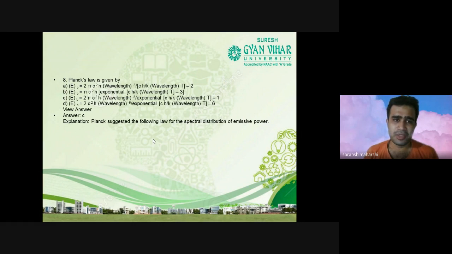Option C, E_b = 2πc²h λ⁻⁵ divided by exp(ch/kλT) minus 1, because Planck suggested this law for the spectral distribution of emissive power.